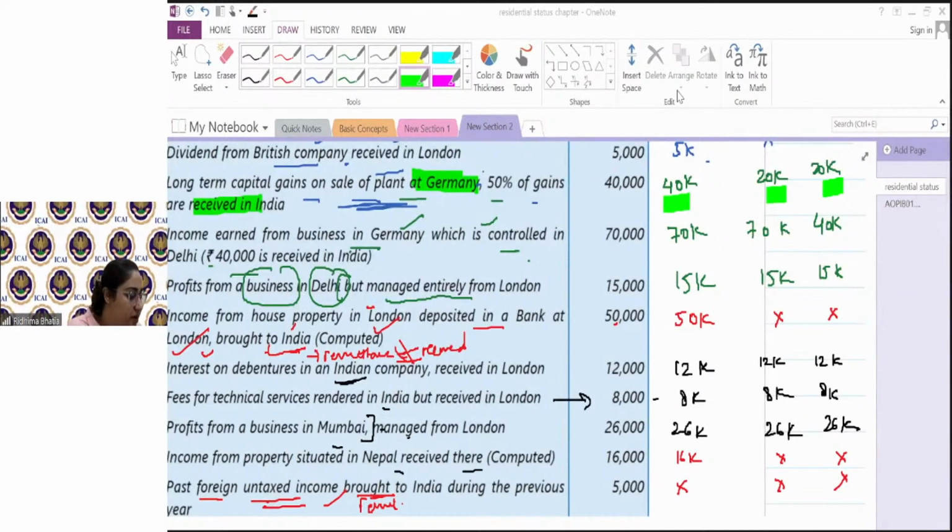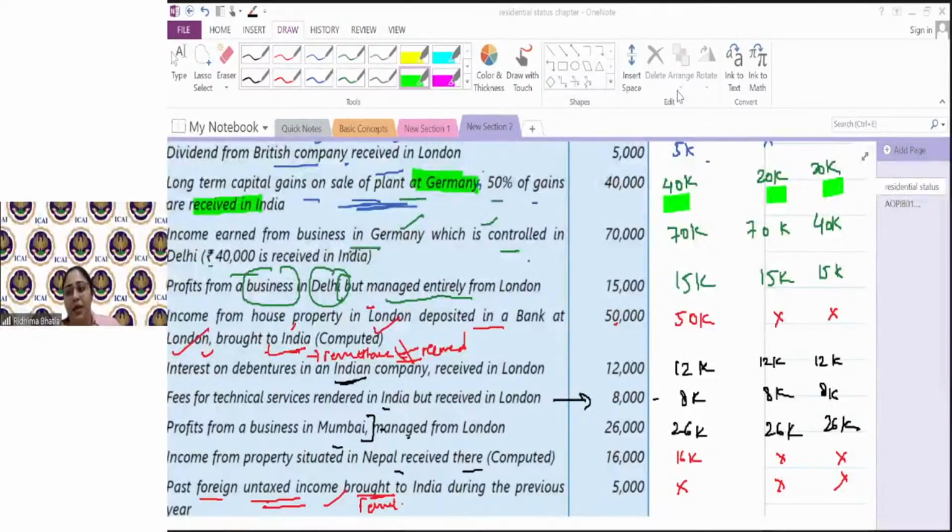रशिया वाला कौन सा पॉइंट है गाइस? इनकम फ्रॉम बिजनेस इन रशिया कंट्रोल्ड इन रशिया. इनकम भी बाहर है, कंट्रोल भी बाहर हो रहा है, तो किसी के हाथ में टैक्सेबल नहीं होगा एक्सेप्ट इन केस ऑफ ROR. बिजनेस कनेक्शन नहीं लगाओगे, वो बिजनेस कनेक्शन नहीं है. बिजनेस कंट्रोलिंग द बिजनेस इज नॉट बिजनेस कनेक्शन. कंट्रोलिंग मतलब कौन पावर रखता है, हु इज द ब्रेन ऑफ द बिजनेस. बिजनेस कनेक्शन होता है एक एजेंट जो मेरे बिहाफ पे काम करता है. ओके.